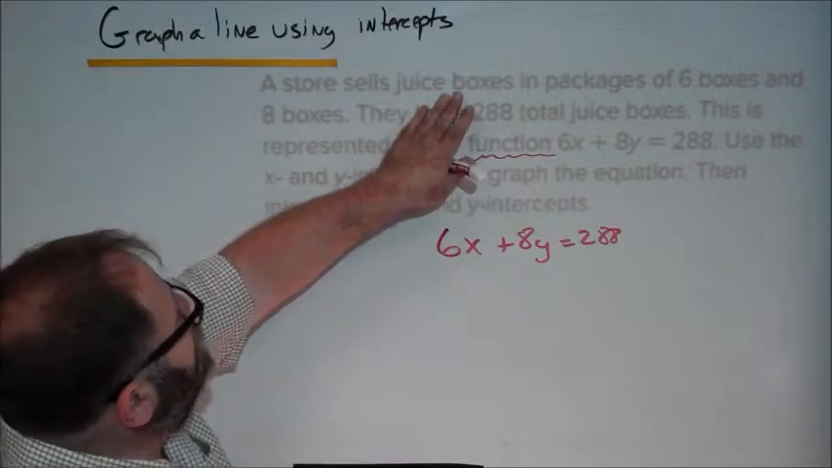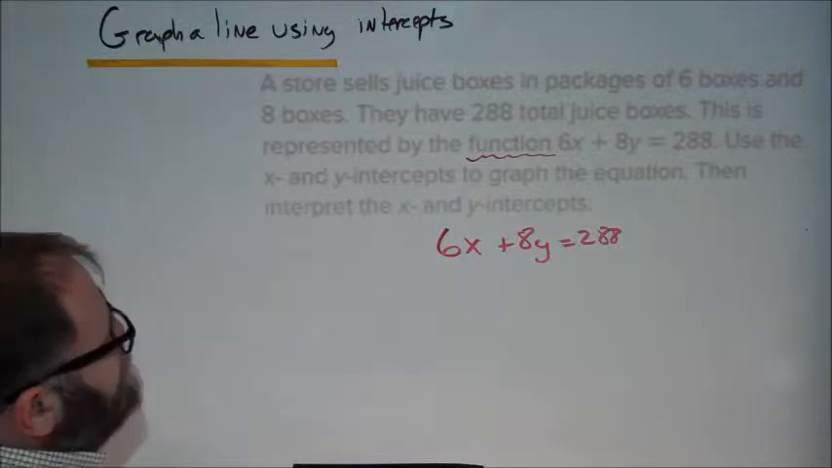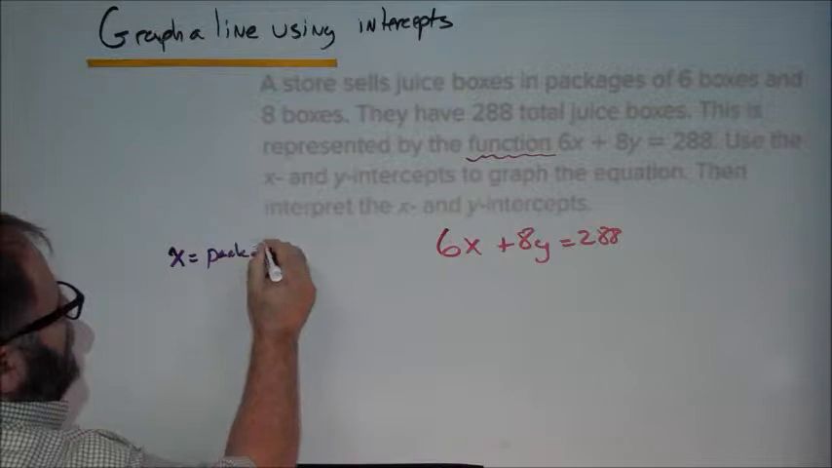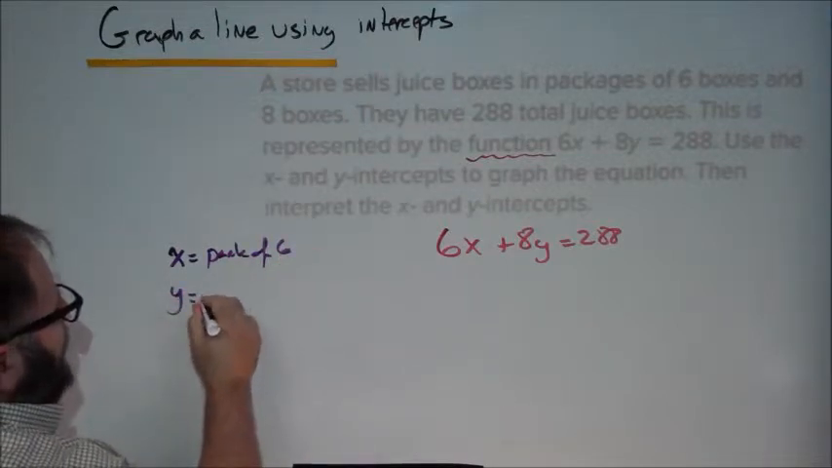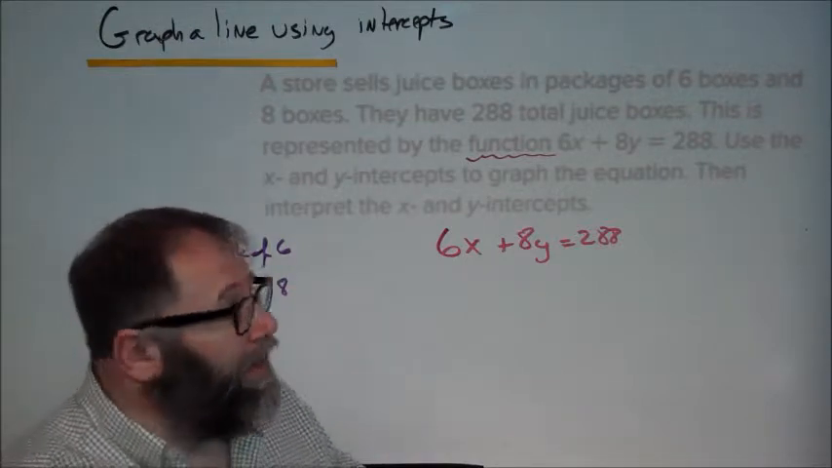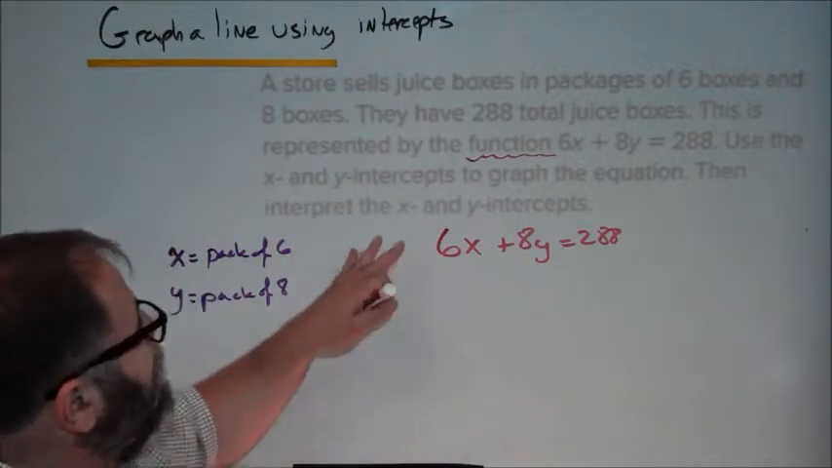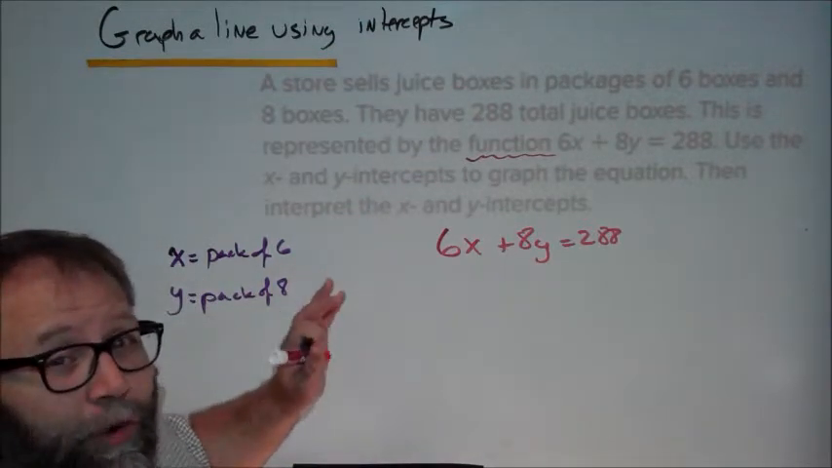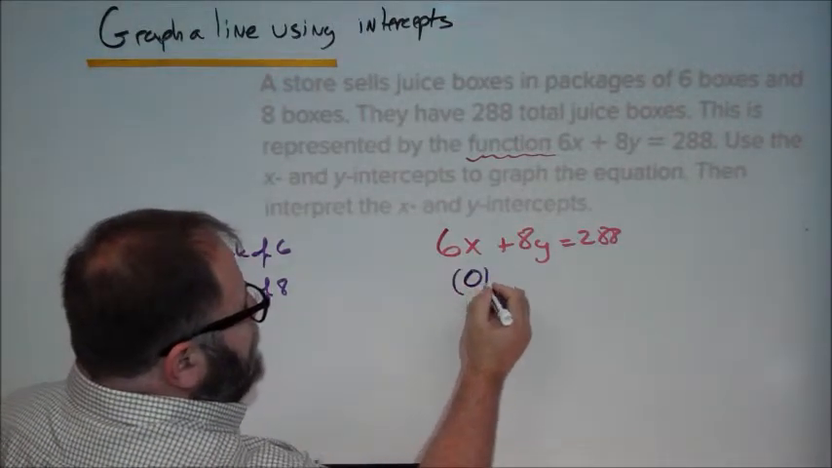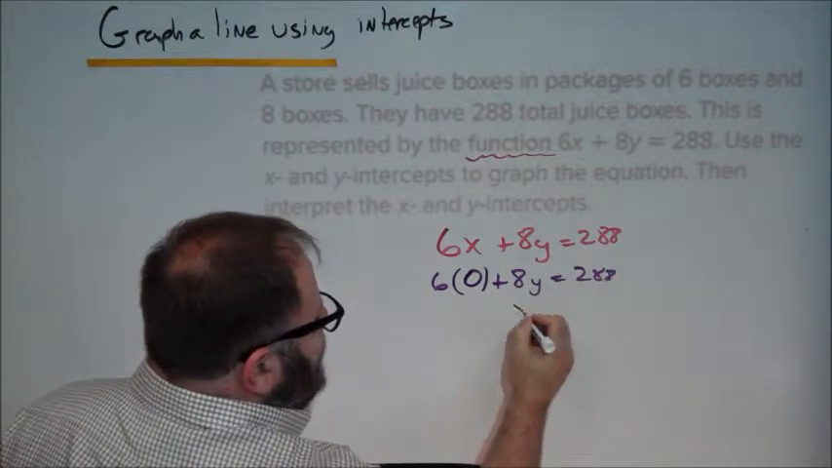All right, juice boxes in packages of 6 and 8. Okay, so X is a package of 6, Y is a package of 8. All right, just so that I remember that. Use the X and Y intercepts to graph the equation. If we're not going to graph it, then interpret the X and Y. That's what we're going to focus on. All right, so let's figure out if we have 0 for X: 6 times 0 plus 8Y equals 288.